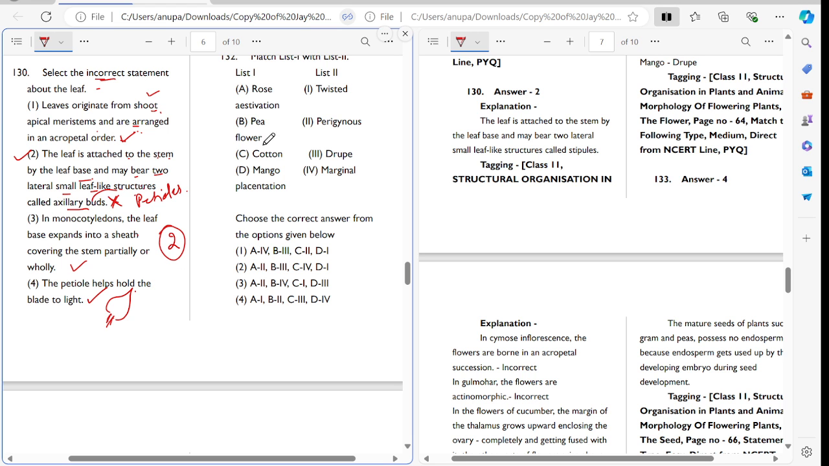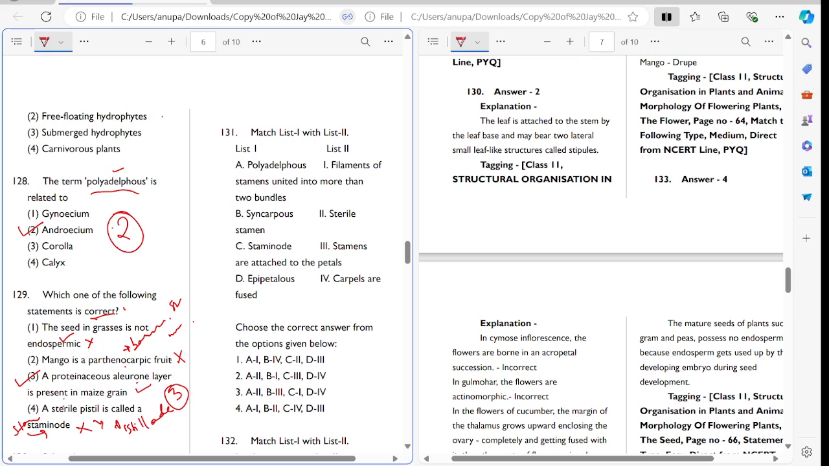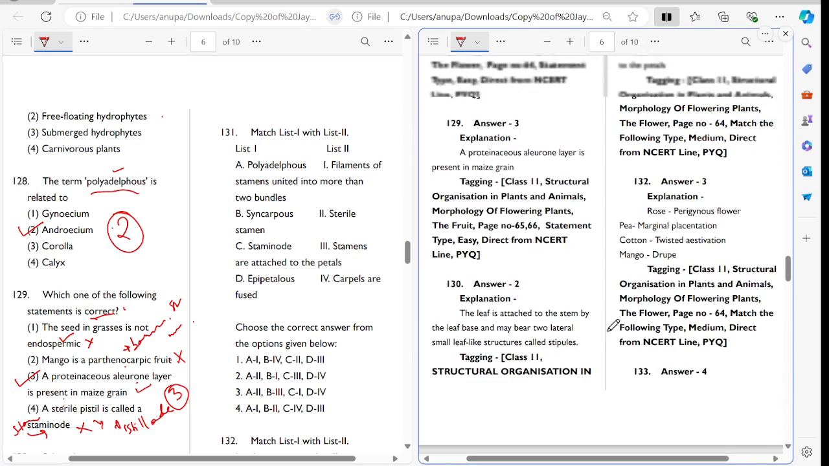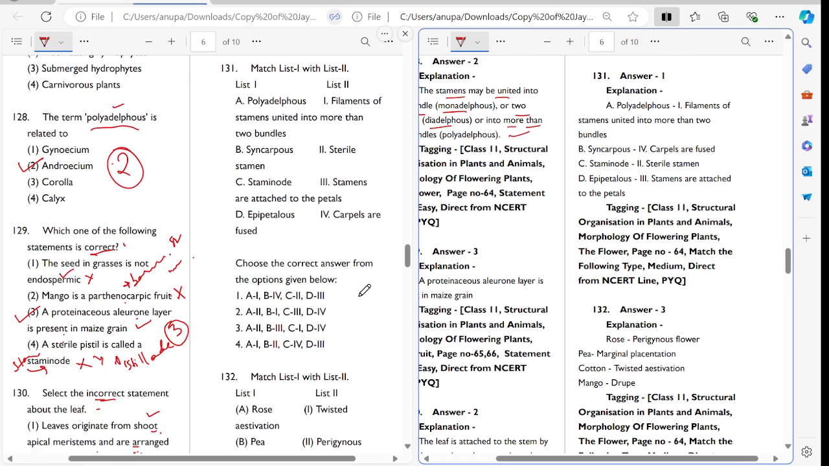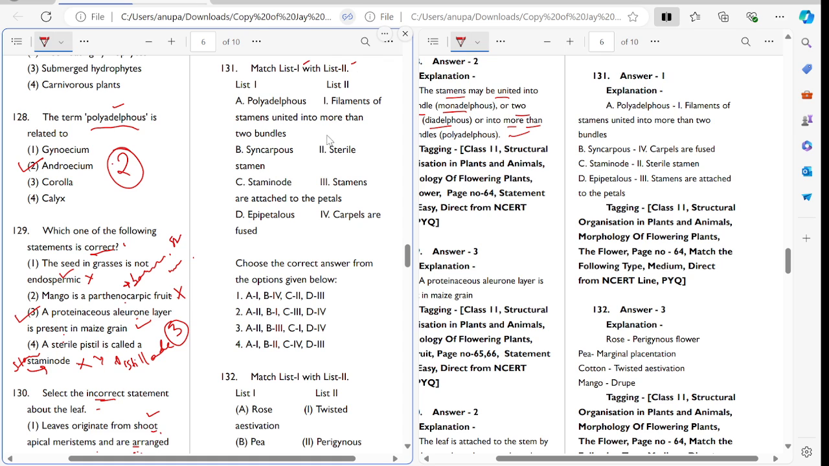Now let's move to the next question, that is question number 131. Question number 131 is a match the following type of question, and we have to match two lists, list 1 and list 2, which are given here. In list 1 we have polyadelphous, syncarpous, staminode and epipetalous. In list 2, conditions are described here, such as filaments of stamens united into more than two bundles, sterile stamens, stamens attached to petals, and carpels fused. We have to match these.